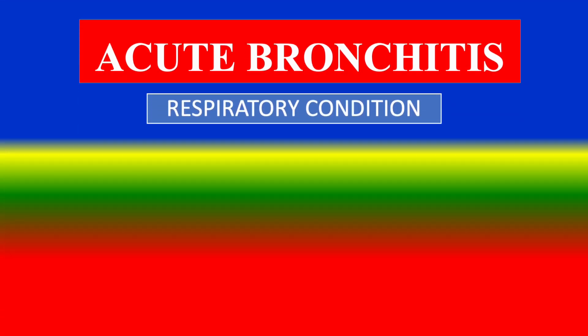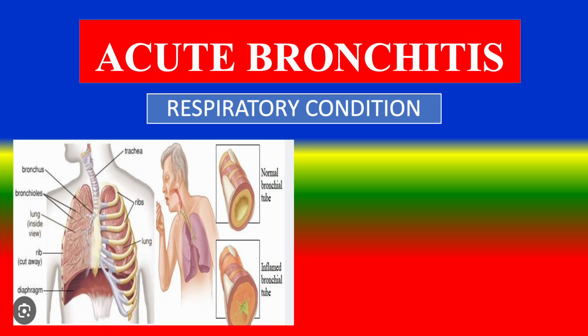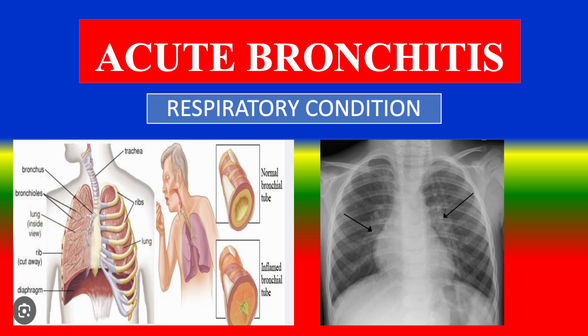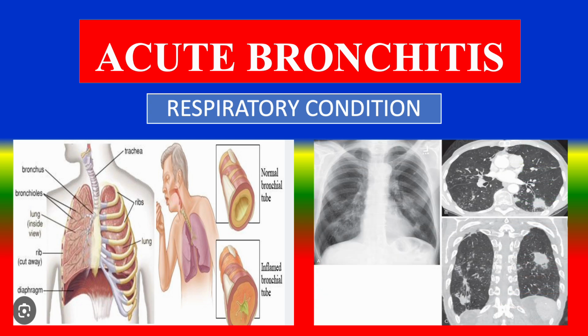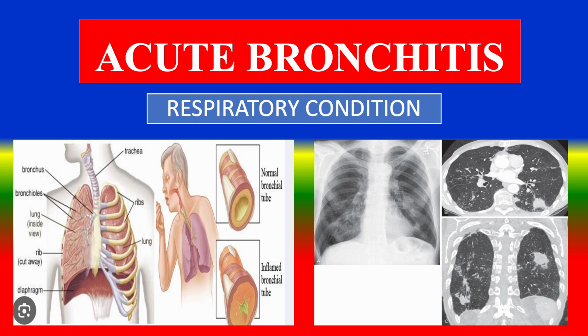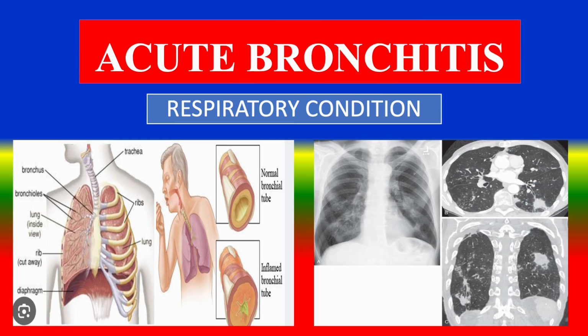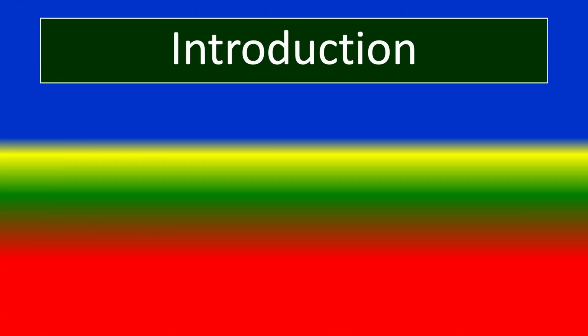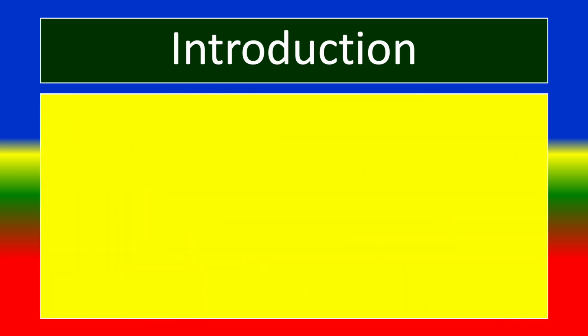Acute bronchitis is a respiratory condition or disease. Look at this picture, which shows the lungs and bronchial tubes affected, with chest X-ray findings and CT findings. Detail going on. Introduction.